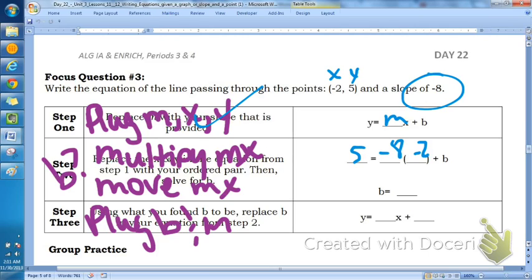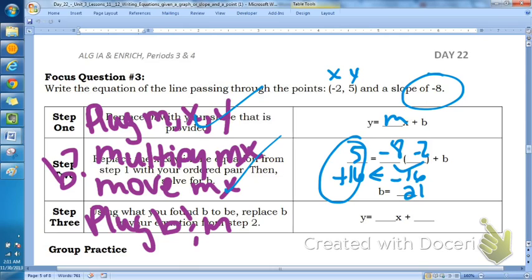So we've done that step there. Next step is we need to solve for b. In order to solve for b, you always will start off by multiplying your m and x value together. So negative 8 times negative 2 equals negative 16. And then you need to move that value to the other side as a positive 16. Combine those two terms together to get your b value. They are the same sign, so we have to add this, 21.